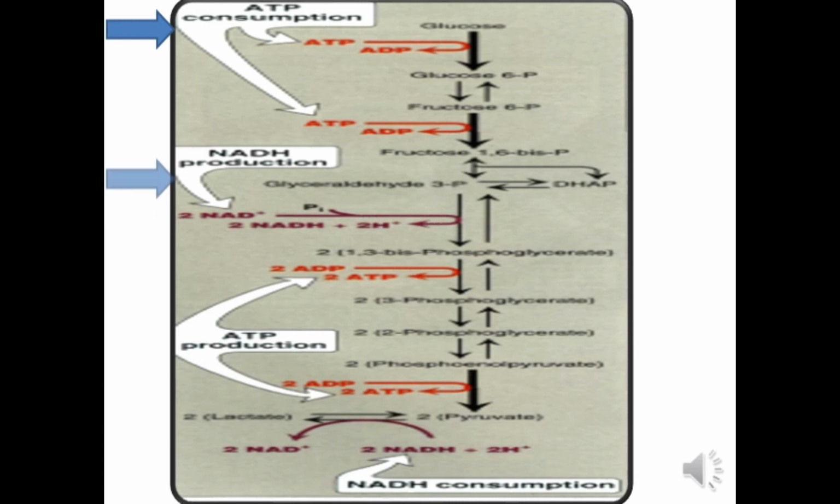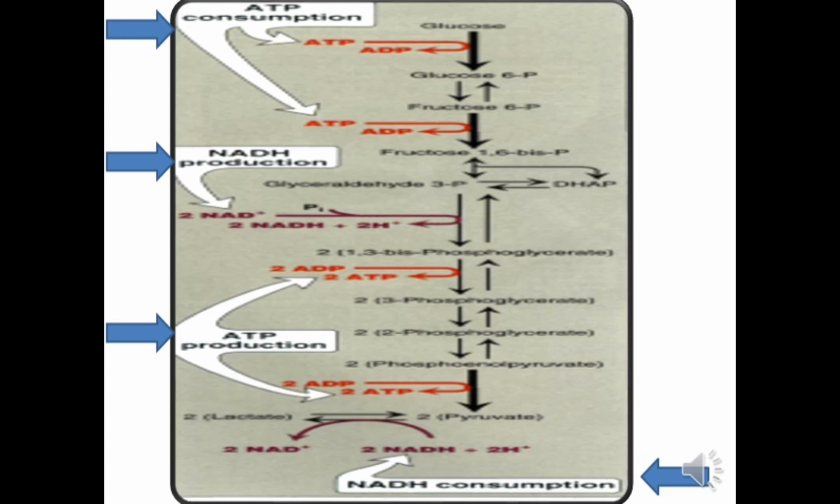In the conversion of glyceraldehyde 3-phosphate into 1,3-bisphosphoglycerate, there is production of NADH. In the conversion of 1,3-bisphosphoglycerate into 3-phosphoglycerate, there is production of ATP. Also, in the conversion of phosphoenolpyruvate into pyruvate, there is production of ATP. In the conversion of pyruvate into lactate by lactate dehydrogenase, there is consumption of NADH.